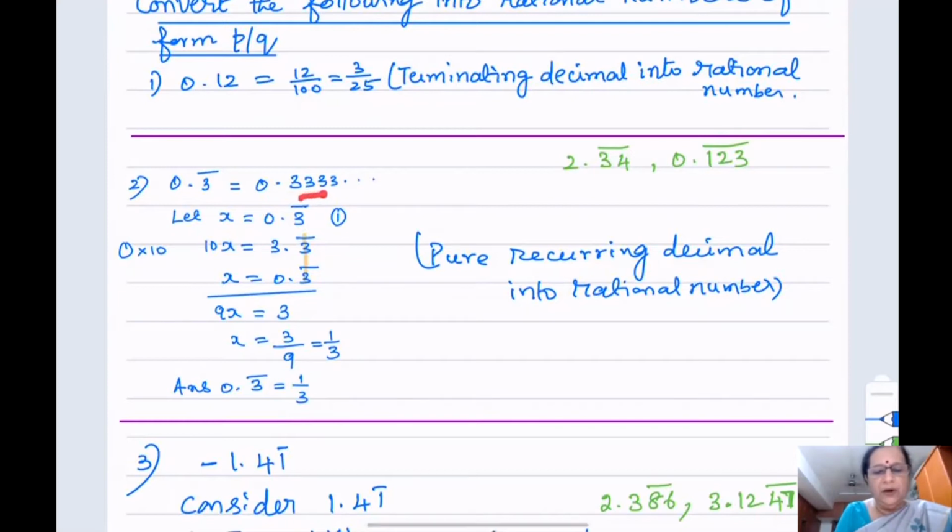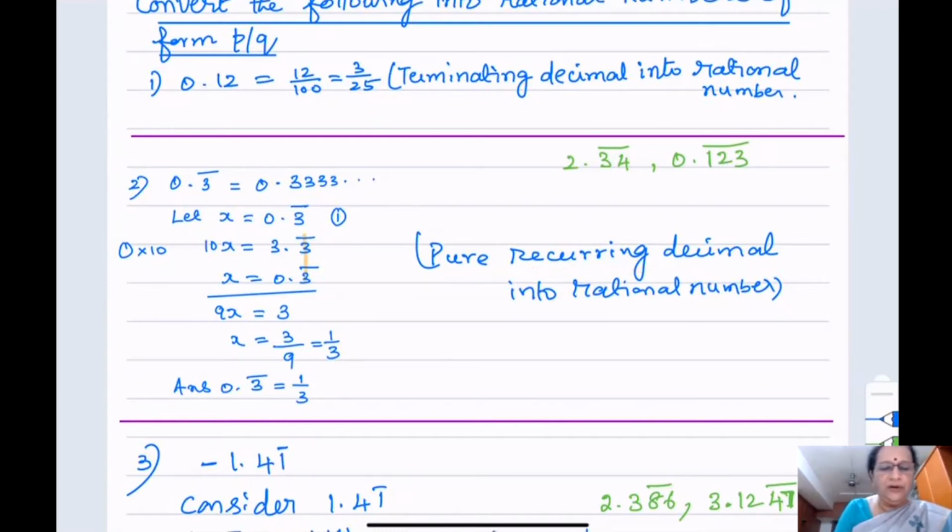Now this is an example of a pure recurring decimal. What is the meaning of pure recurring decimal? If every digit in the decimal part is repeated, it is called a pure recurring decimal. For example, I have 2.34 with the bar on top of 34. It means that the decimal number is 2.343434. Two digits will be repeated. Here I have 0.123 bar. So it will be 0.123, 123, 123. It will get repeated like that. There are three digits, and all three digits are repeated. So it is called a pure recurring decimal.